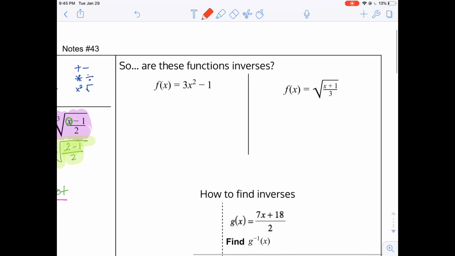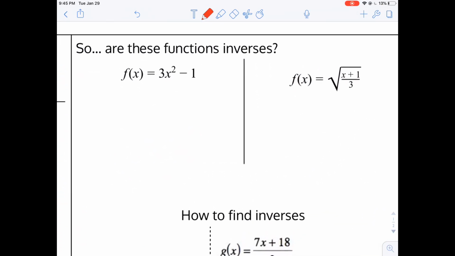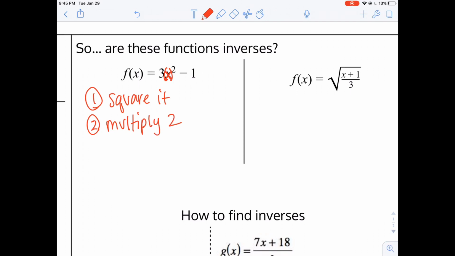So let's deal with some different problems here. It says, are these functions inverses? So the way I'm going to tell is I'm going to say, okay, step 1, what would I do to this x? Well, first, if I had that x, I would square it. And then once I had x squared, I'm going to multiply by 3. So I'm going to multiply by that 3 there. And then once I have that whole thing, I'm going to subtract 1. I'm abbreviating a little bit there.